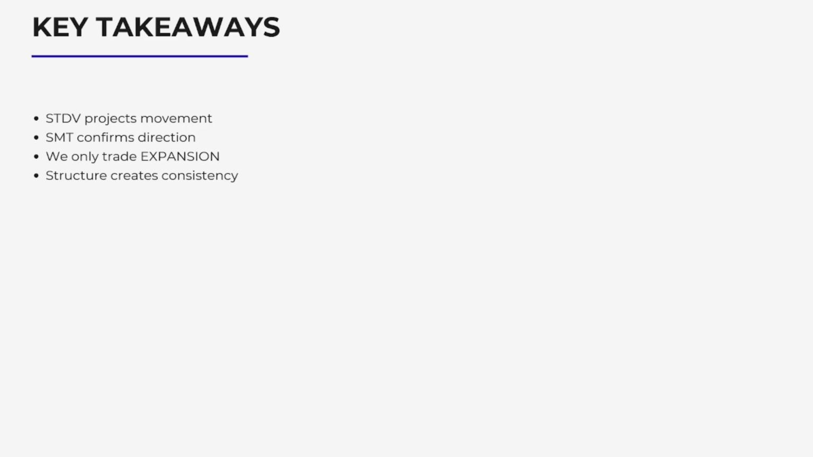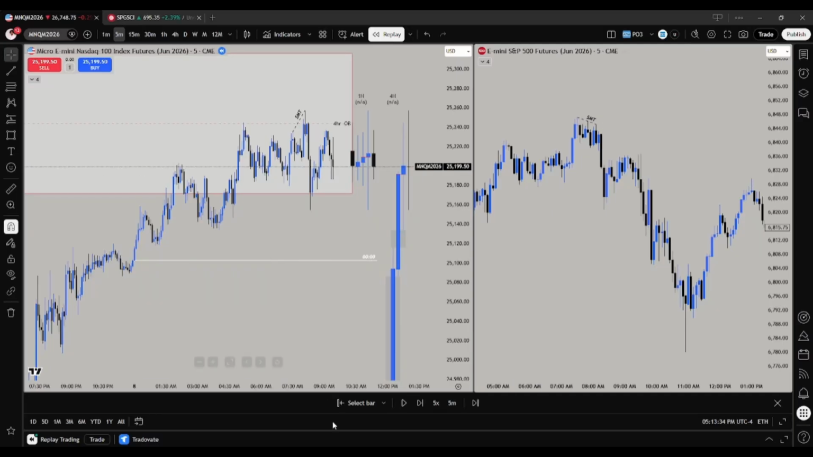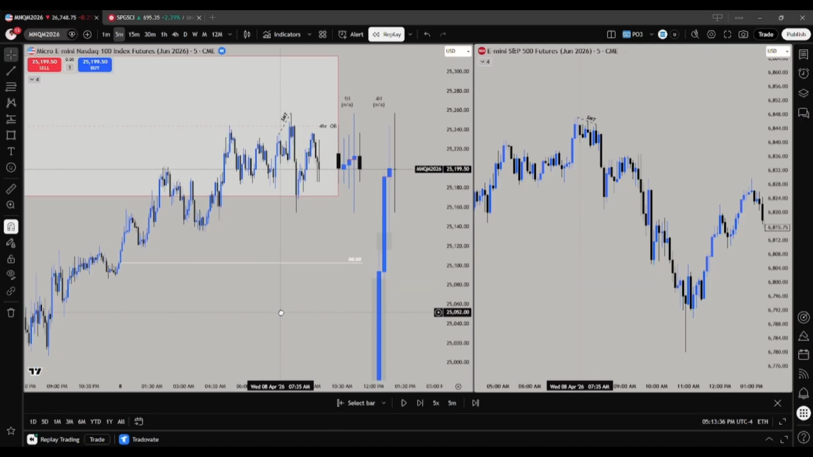We're not getting caught up in accumulation, and we're definitely not getting caught up in manipulation. When we're able to follow these 3 and see these 3, we're able to see the structure that we need to see in the market context. Okay, so always remember that structure creates consistency. All right, so let's go ahead and get into our very first example here.